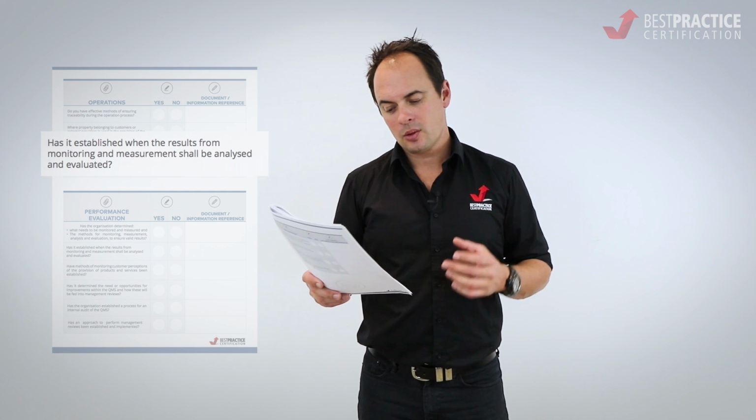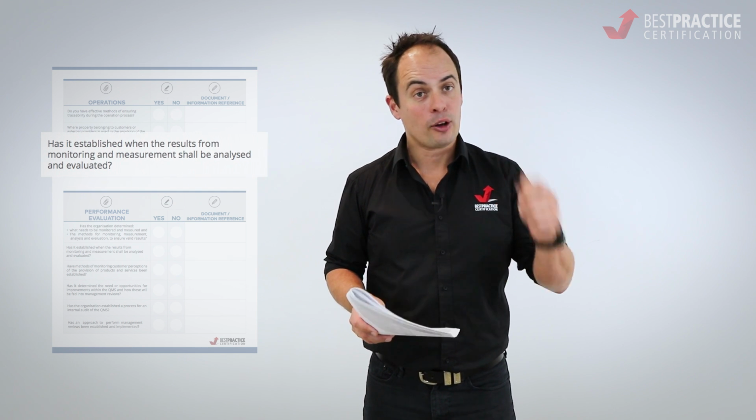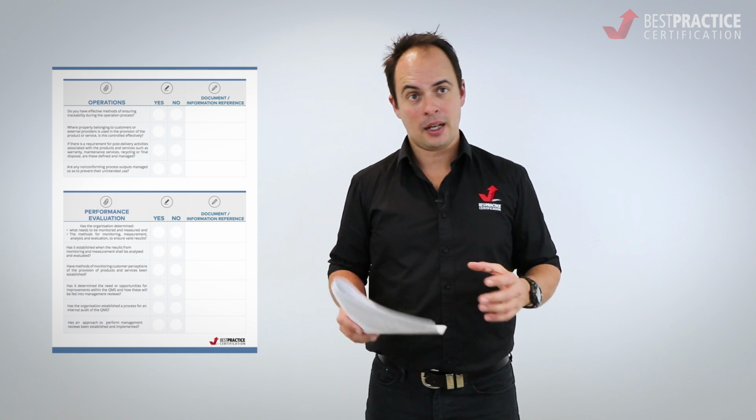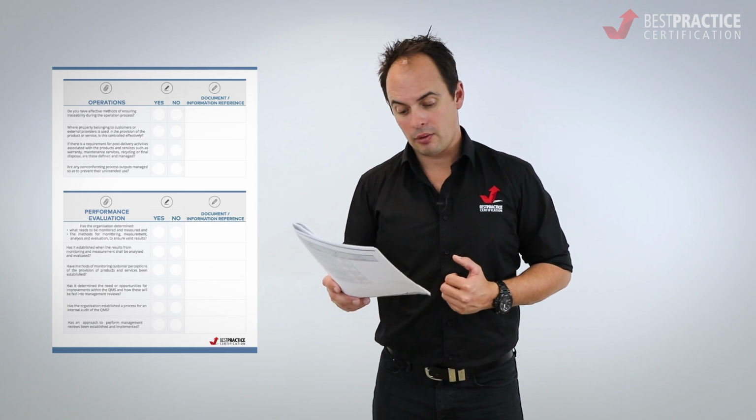Has it established when the results from monitoring and measurement shall be analysed and evaluated? Here at Best Practice, we do that every Monday in our executive meeting. So it's every Monday. We've established that every Monday we'll look at those results. We then meet monthly and we look at our monthly results, and then our executive team meets quarterly. So that's how we've established that, and we've documented that in our business plan. At the back of our business plan with monitoring and measurement, we've established that that's when we will look at our numbers and do our reporting.